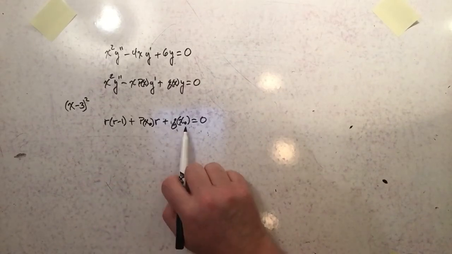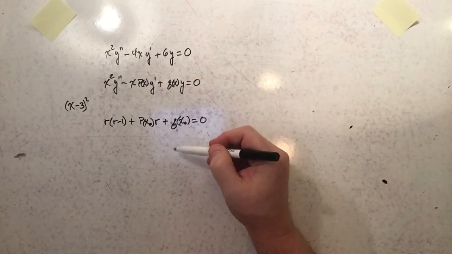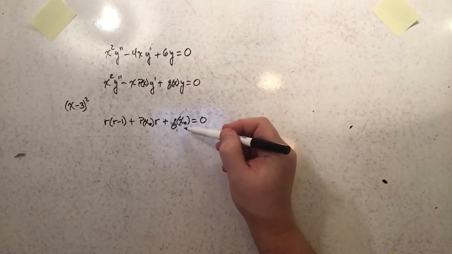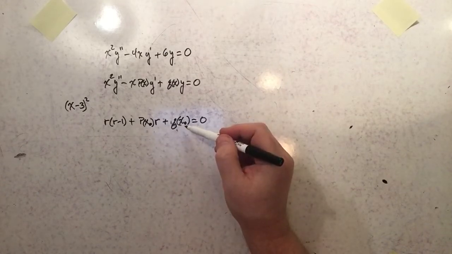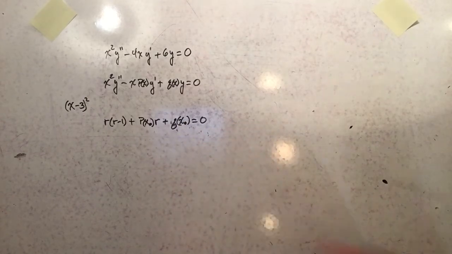And then when you solve that quadratic, you're going to end up with either two solutions that differ by an integer, two solutions that don't differ by an integer, or a double root. Those are the three cases that we're going to be working on. Let me show you this with one other Frobenius equation.